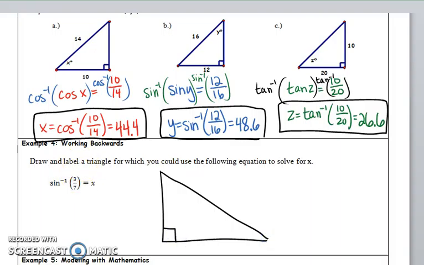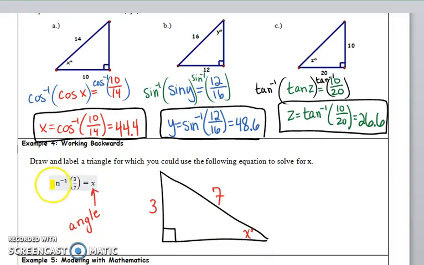And we're given that the inverse sine of 3 divided by 7 is x. So I know x is my angle here. I'm going to call x my angle. Now I know that the sine relates the opposite over the hypotenuse. So if this is x, the opposite side must be 3, and the hypotenuse side must be 7. Now I know that this fits my situation because, again, this x is representing the angle.